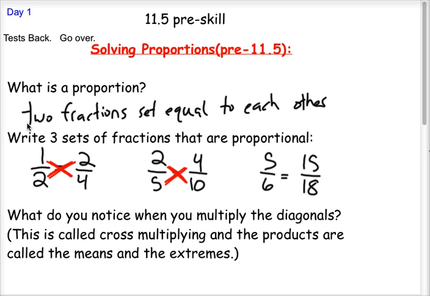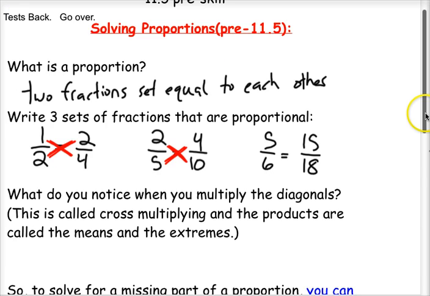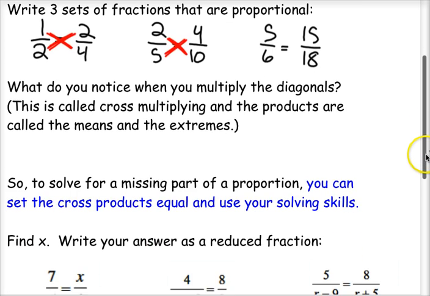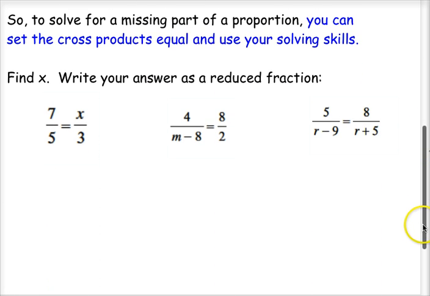So something maybe you've experienced before. We call that process cross multiplication. Okay, so we can use that skill in order to solve these linear proportions. So what I mean by that is when we have these things equaling each other, we can multiply the diagonals.